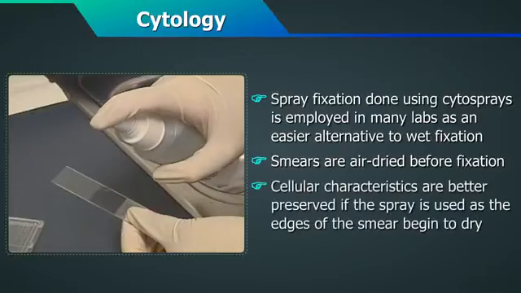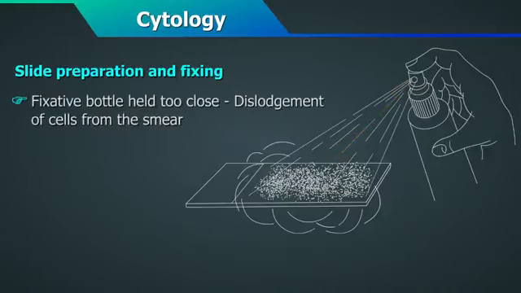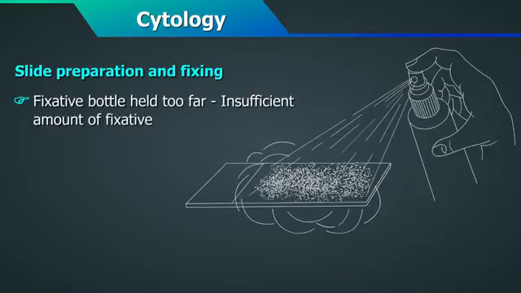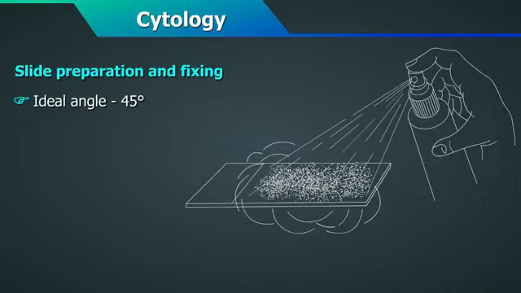However, the cellular characteristics are better preserved if the spray is used as the edges of the smear begin to dry. The angle of spraying is important. The distance between the nozzle and the smear should be about 15 to 25 centimeters. If the fixative bottle is held too close, the cells can be dislodged from the smear. And if held too far away, a sufficient amount of fixative will not reach the smear. Too forceful spraying can also create cellular artifacts by fracturing of the cytoplasm. An ideal angle for spraying is 45 degrees.